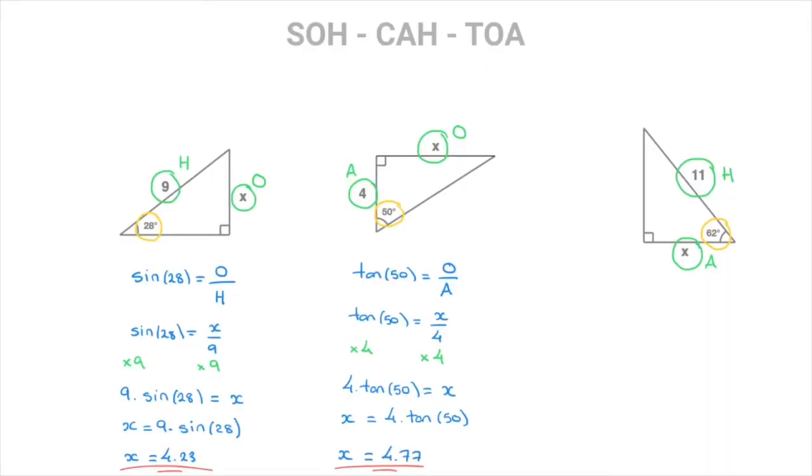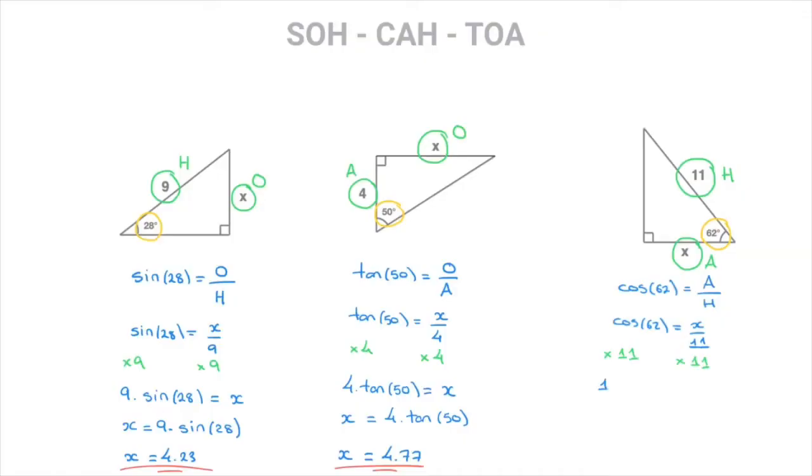Looking at these three words, it doesn't take us too long to see that the only one is CAH, which tells us that the cosine of the angle 62 degrees must equal the adjacent side length divided by the hypotenuse. In other words, we can go ahead and write cosine of 62 equals adjacent over hypotenuse. Replacing A by X and H by 11 leads to cosine of 62 equals X over 11. Now on the right-hand side we can see that the unknown X is being divided by 11. So to get rid of that 11 we multiply the right-hand side by 11. But as always we must do the same on the left-hand side.